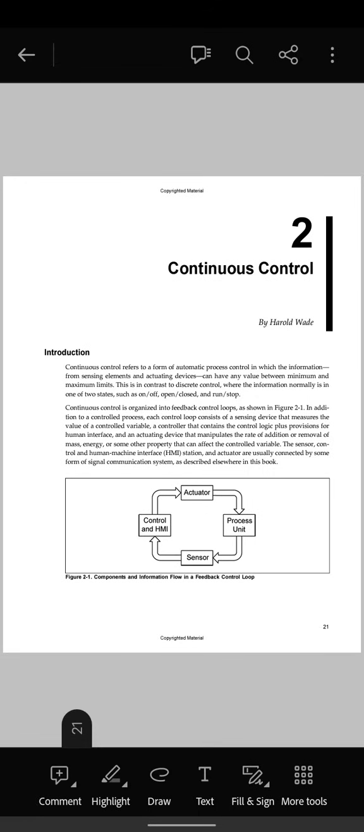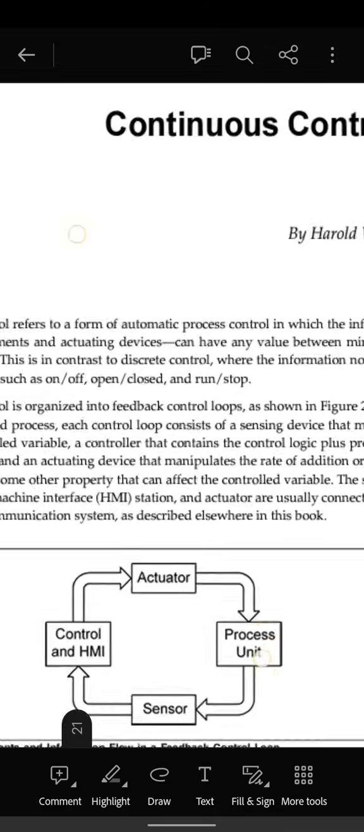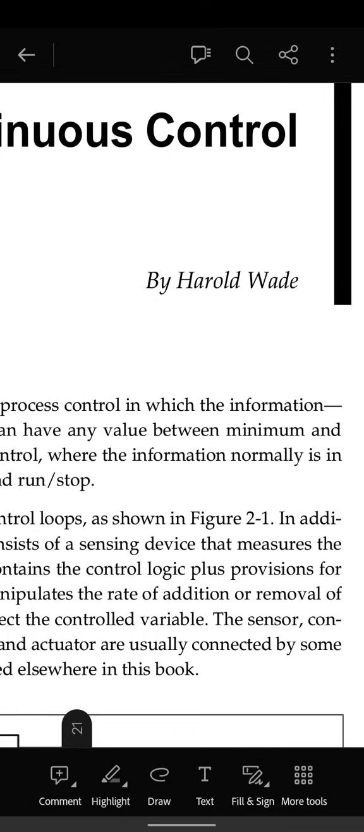Chapter 2. Continuous Control by Harold Wade.